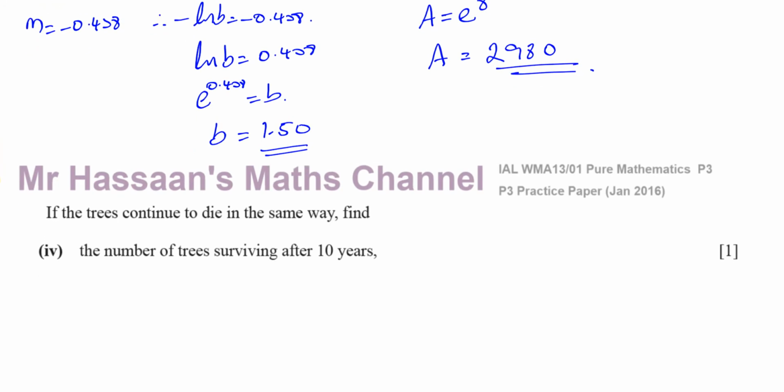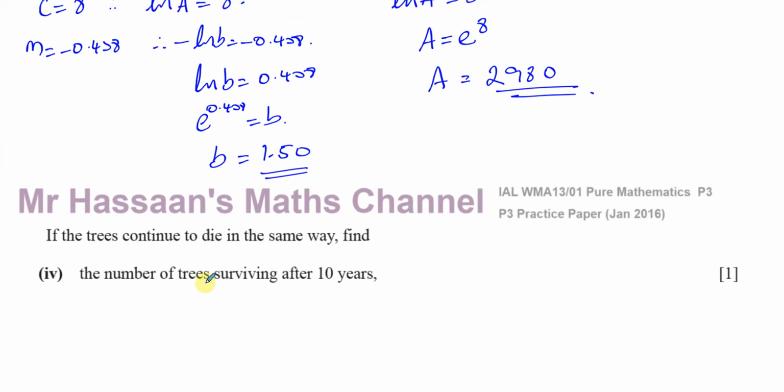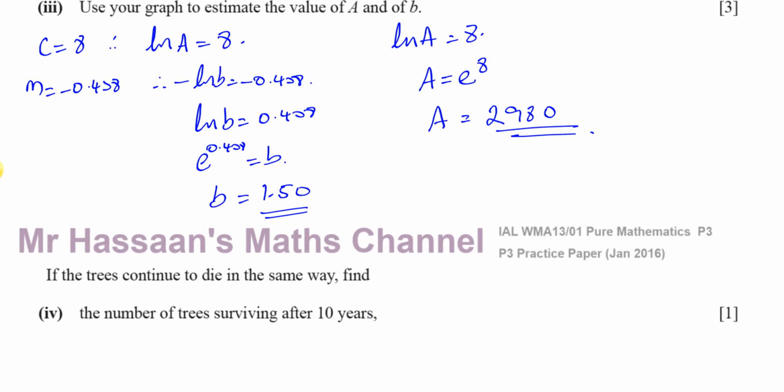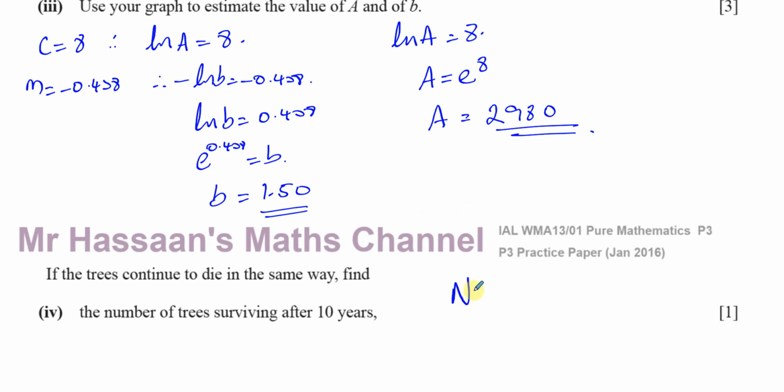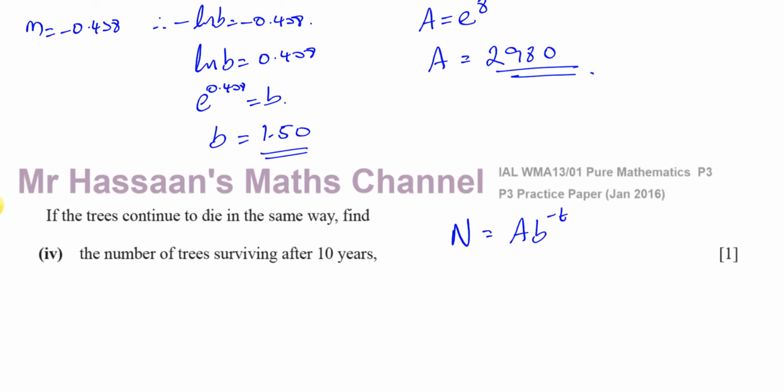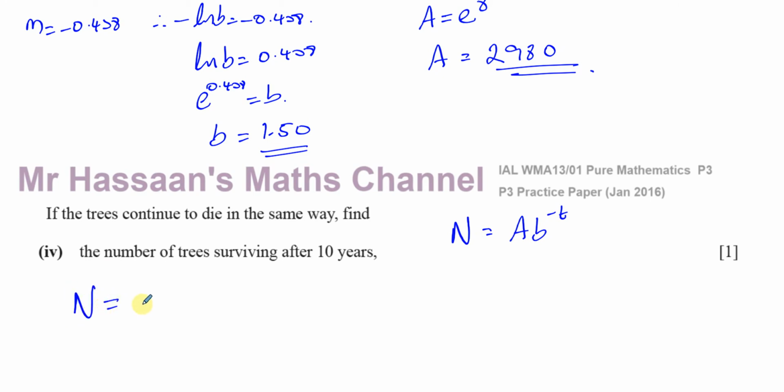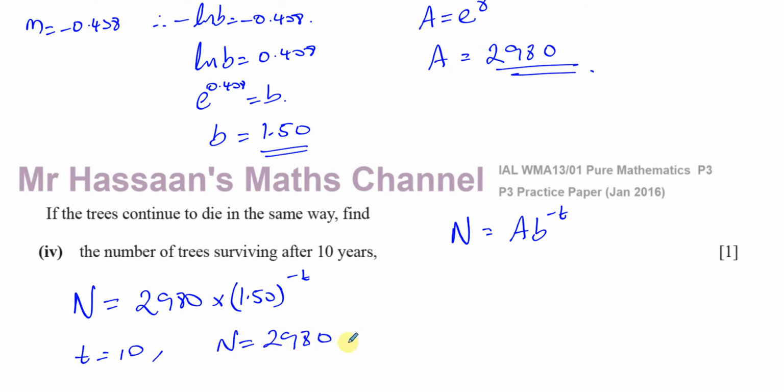Then it says, if the trees continue to die in the same way, find the number of trees surviving after 10 years. Now we have the values of A and B. We know the formula is N equals A times B to the power of minus T, and we know our constants A and B. So the number of trees is equal to A, which is 2980, times B, which is 1.50, to the power of minus T. After 10 years, when T equals 10, N equals 2980 times 1.50 to the power of minus 10.